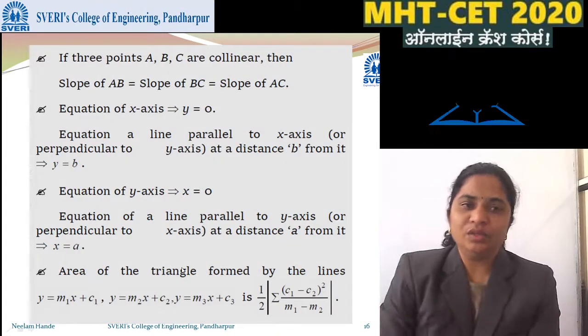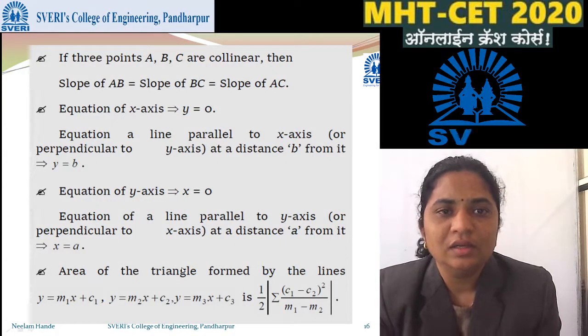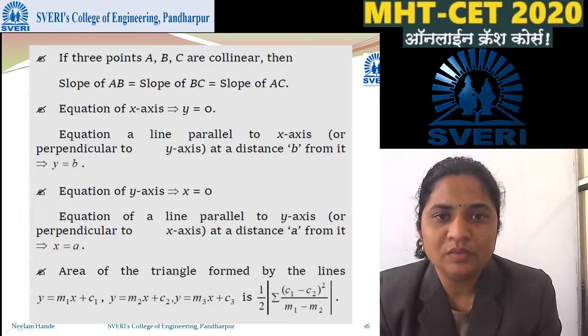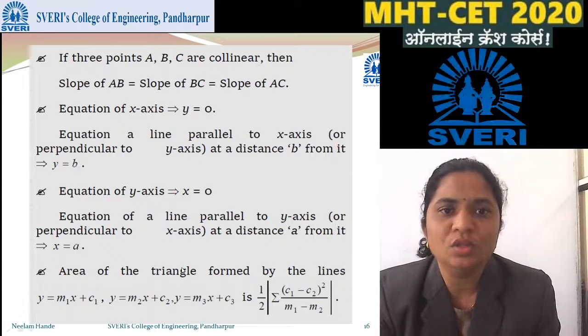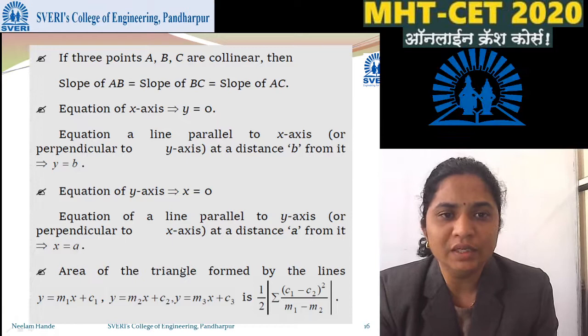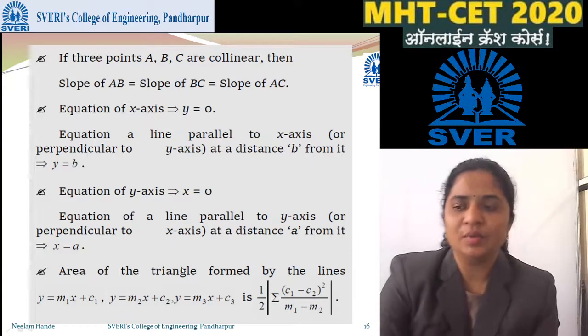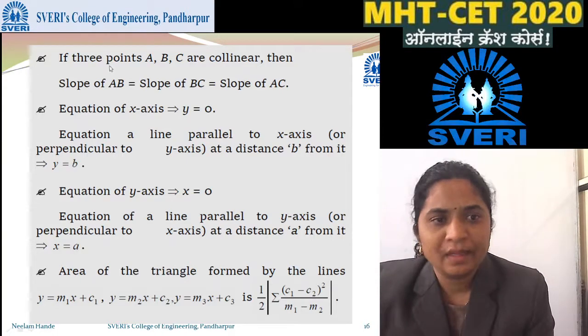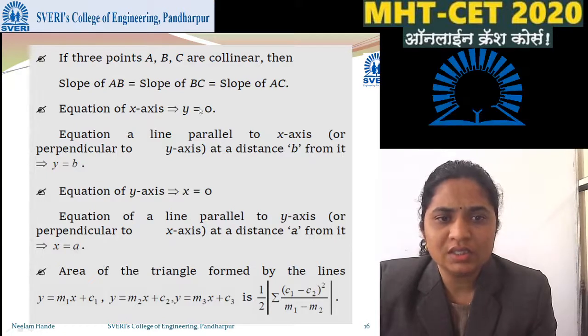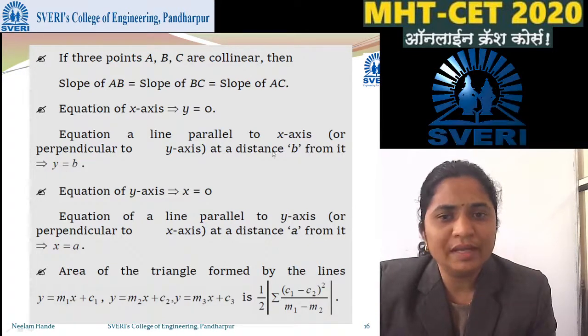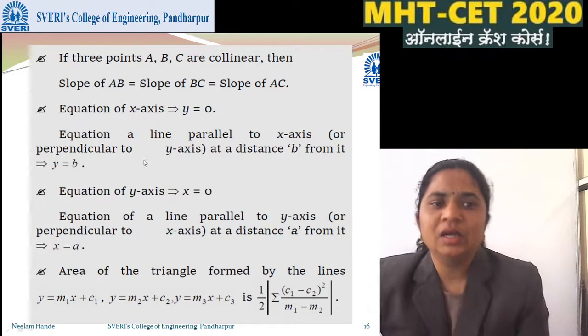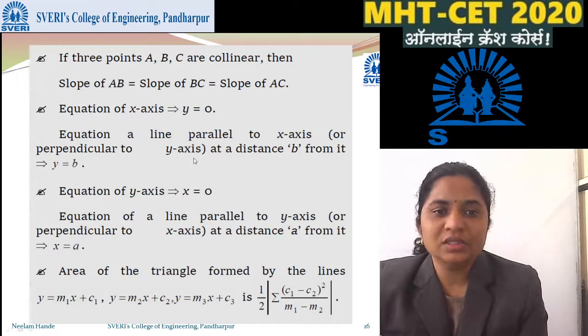Very important points here: if three points A, B, C are collinear, then their slopes, slope of AB, slope of BC and slope of AC, are all the same. We know the equation of the x-axis is y equals 0. So the equation of a line parallel to the x-axis is perpendicular to the y-axis; parallel to x is perpendicular to y.